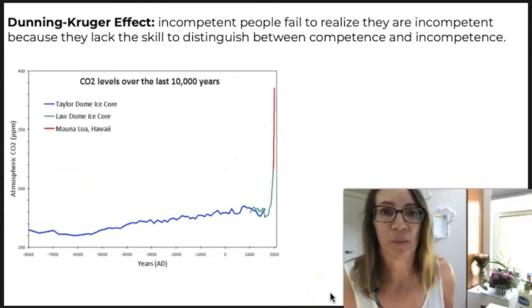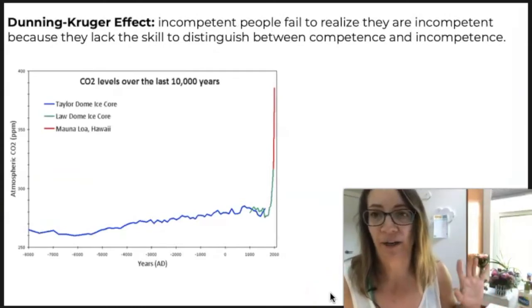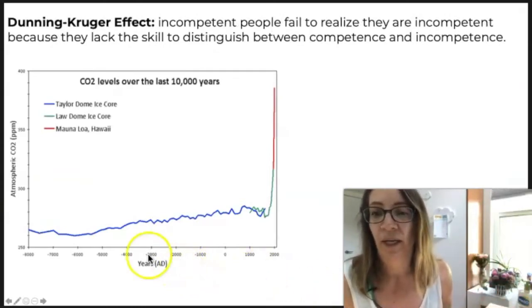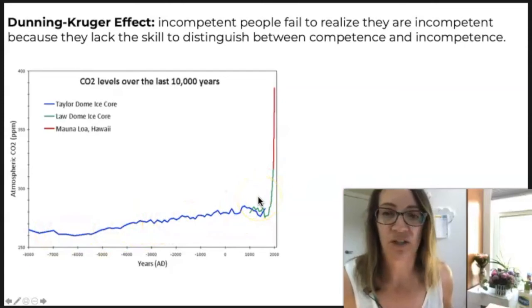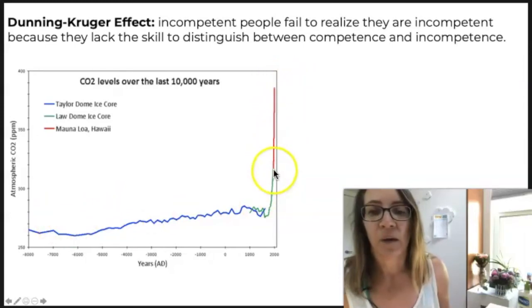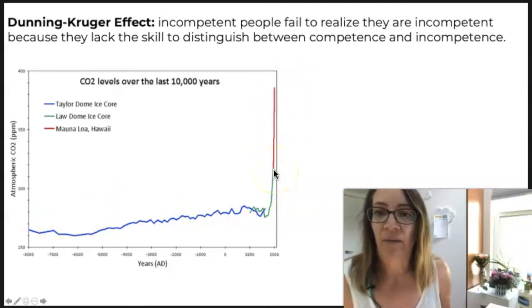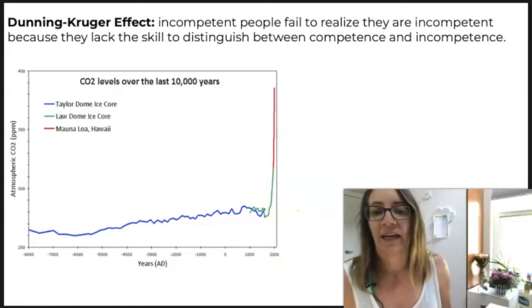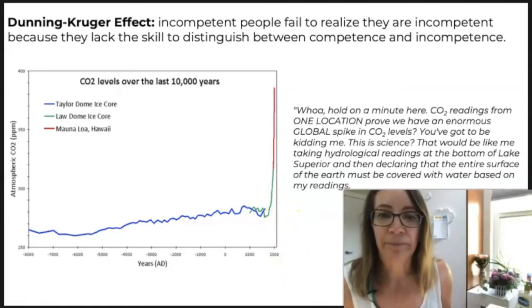Okay, so here is an example of the Dunning-Kruger effect from a scientific viewpoint. In this plot we have ice core data from Antarctica, in blue and green, which just come from different locations in Antarctica. They show the CO2 over the last 10,000 years. And then we have measurements that are being made every day now at Mauna Loa in Hawaii, which began, I think, around 1950 or so. And this was posted online.